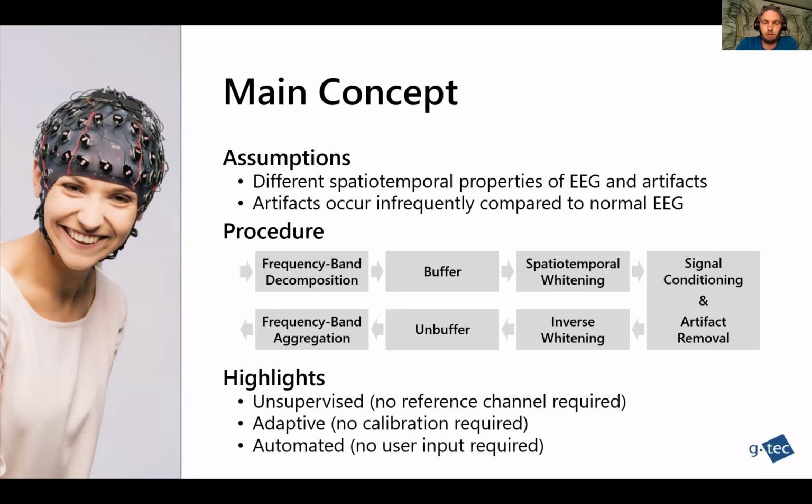The highlights of such a concept are that it's unsupervised, so we don't need any reference channel. We don't need any EOG recording, for example, or anything else that provides us any reference to the underlying artifact. It is adaptive, so we don't need any calibration. It's adapting to the data it receives, and it's automated, so we don't need any user input besides number of channels or something. But that's something that's available anyhow. But we don't have to set any, let's say, sensitivity or any parameters, any hyperparameters. That's all in the box.